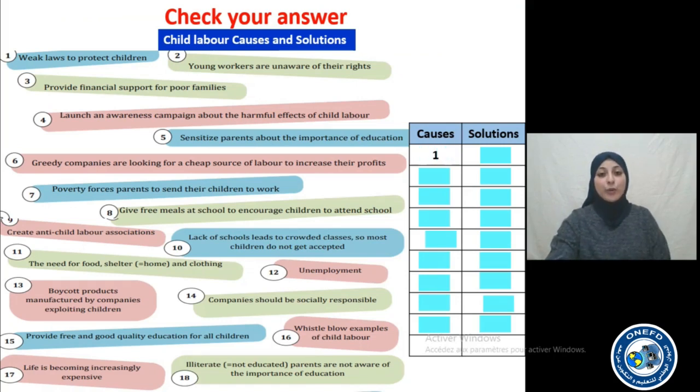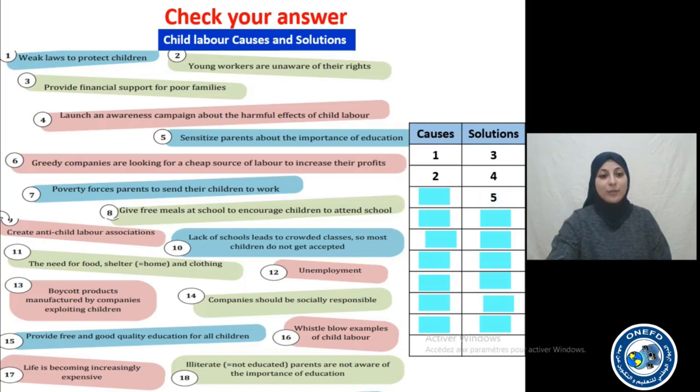2. Young workers are unaware of their rights. This is another cause. 3. Provide financial support for poor families. This is a solution. 4. Launch an awareness campaign about the harmful effects of child labor. This is another solution. 5. Sensitize parents about the importance of education.